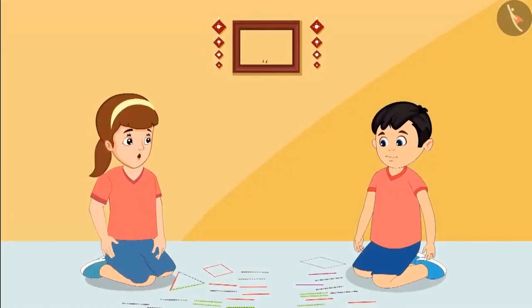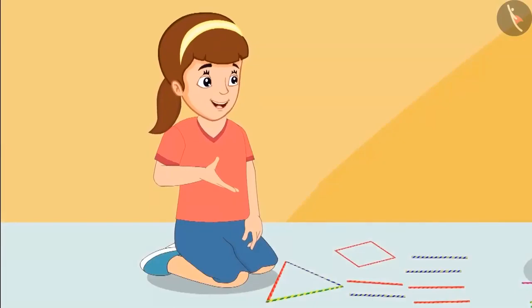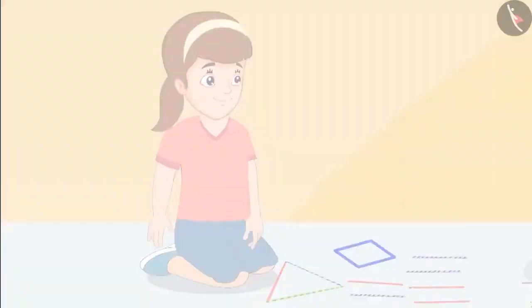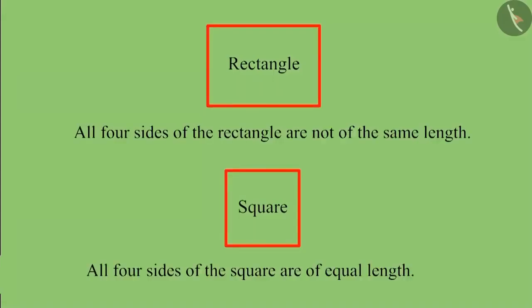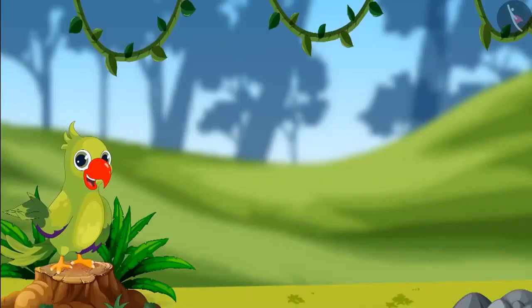Okay. Fine, Chotu. I have understood. This means that this shape is a square because it is made of four equal length straws. So children, now you can also distinguish between square and rectangle, right? Both rectangle and square are made up of four sides. But the shape whose four sides are of equal length is called a square. And this is the rectangle.